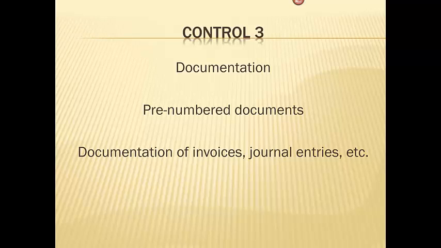The third control is documentation. And often what people understand this to be is that certain kinds of documents need to be pre-numbered. For example, if you've got purchase orders, every purchase order should have its own number or sequence of letters and numbers or something that can give a clue as to, oh, there's a purchase order missing, or something like that. Also, invoices should be pre-numbered. Bank slips should be pre-numbered.